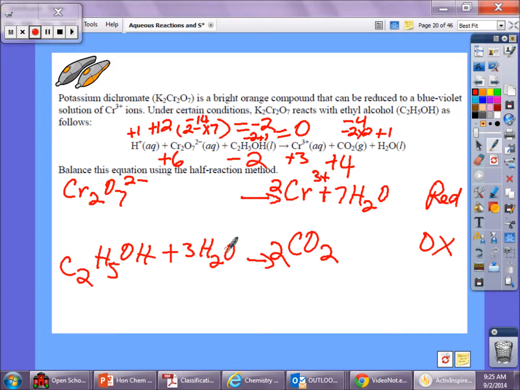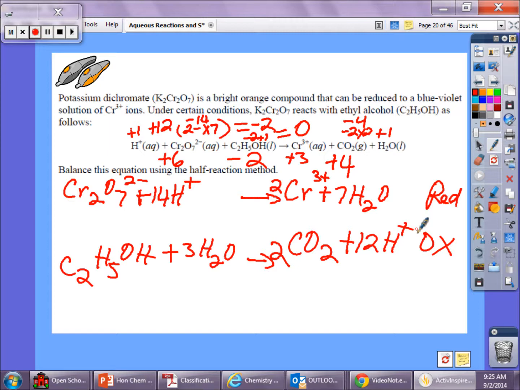I'm done balancing oxygen. Now I'm going to balance the hydrogen by adding H+. I have 14 hydrogen here. I will add 14 H+ here. I have 5 plus 1 give me 6. Plus 6 in the 3 water give me 12 hydrogen. So I add 12 H+ here.